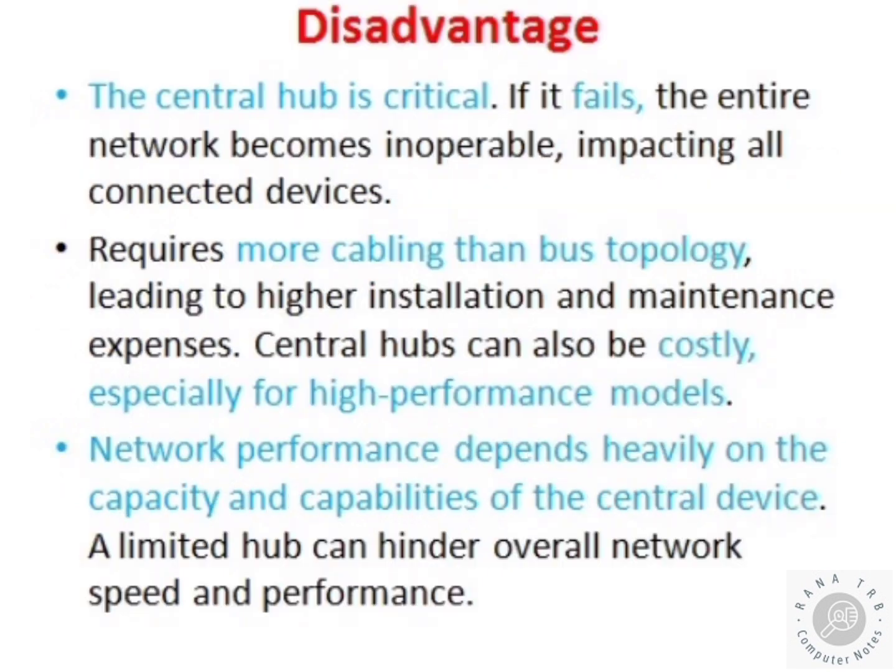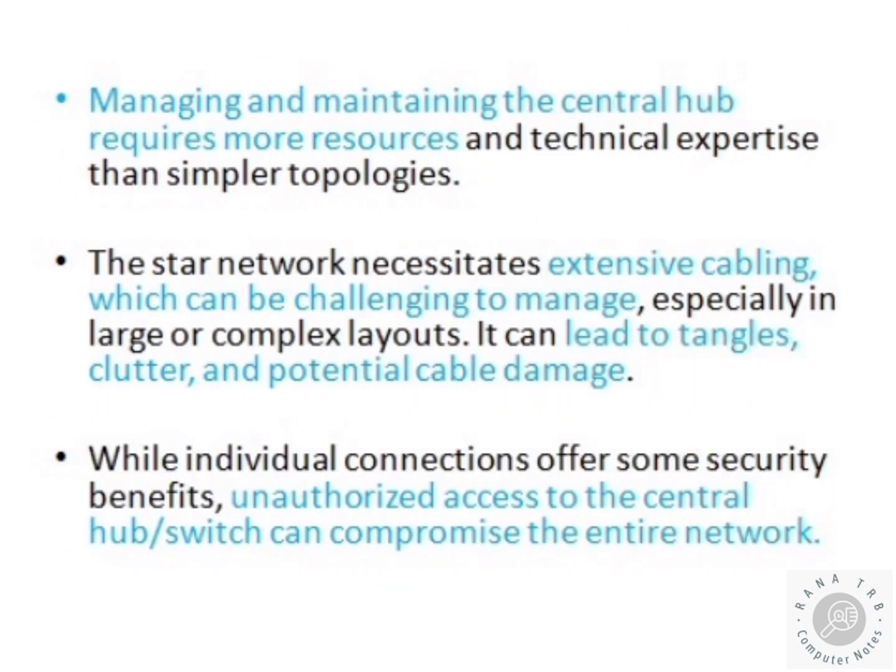The disadvantages are, we all know that there is a central hub. Once it fails, the entire system will collapse. And here we require more cable than bus topology, leading to higher cost and performance issues. The network performance mainly depends upon the capacity and capability of the central device. Finally, managing and maintaining the central hub requires more resources.